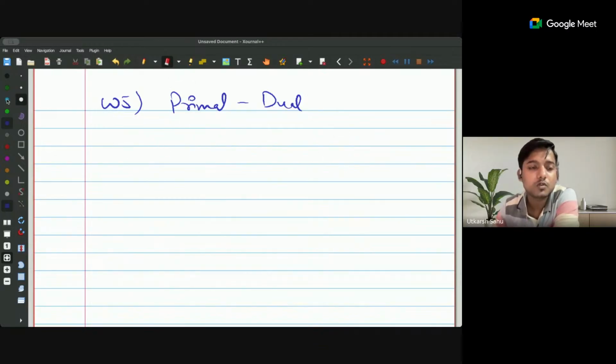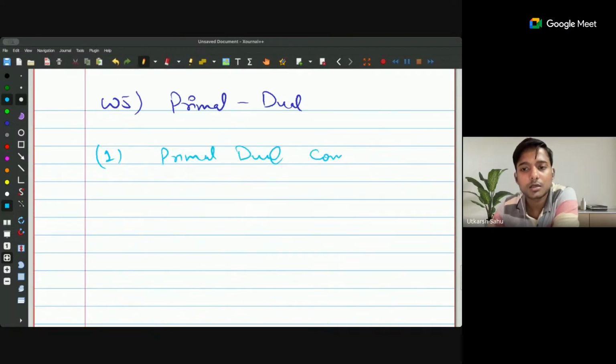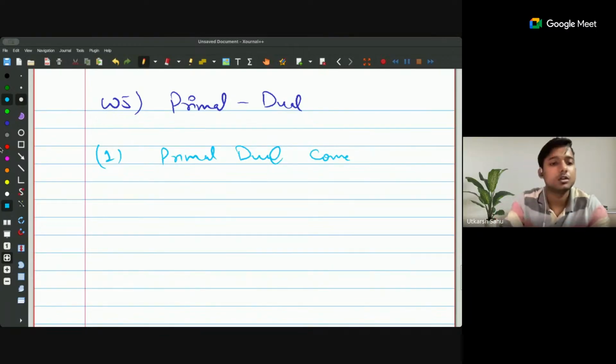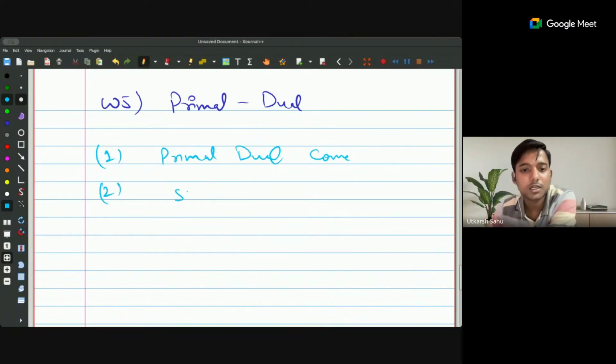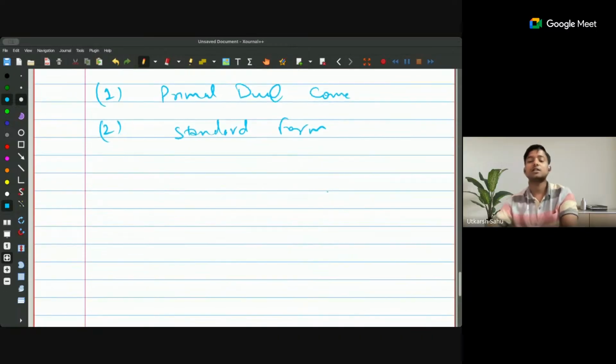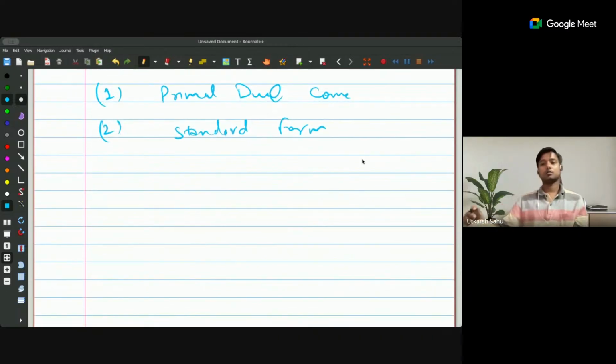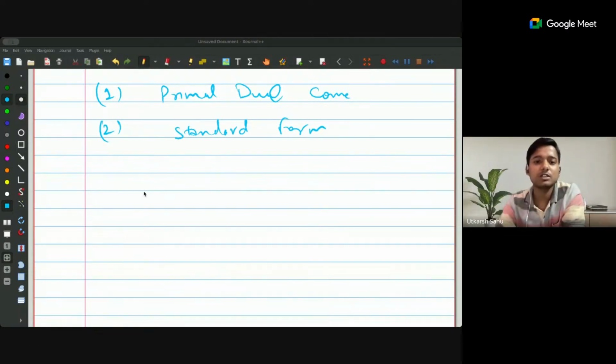Now coming to what to remember here. First thing is primal dual conversion, and another one is your standard form. This is something which people forget. So let's first see what is standard form. Does anyone remember what is standard form of primal or dual? Anyone? Any idea, any guess? Keep interacting, because if you make a mistake in the exam, that is not good. Here, no one is going to say anything.